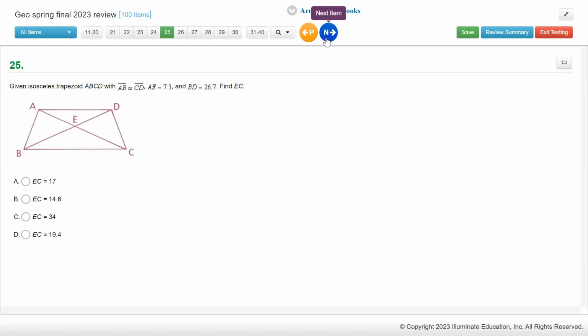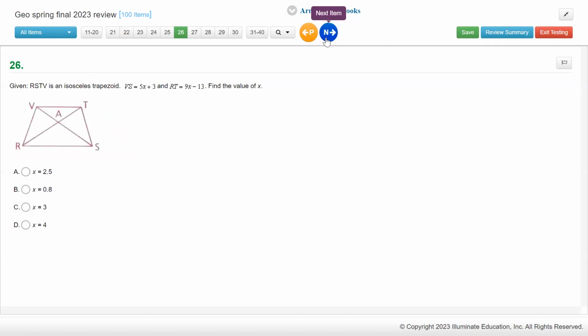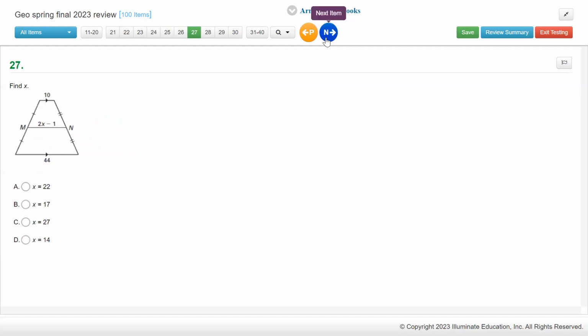AB congruent to BD, A equals 7.3. Okay. Fine, easy. Yeah. Okay. Keep going. Keep going. This one I think would be worth doing here. So this is nice and straightforward.